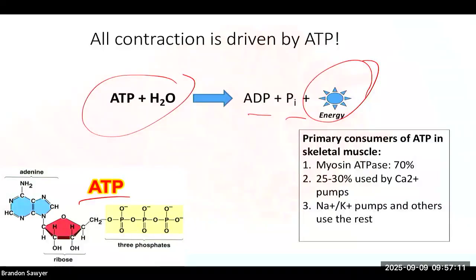The main things that use ATP in our skeletal muscle cells: number one, the thing we've been talking about, myosin ATPase. That's 70% of the ATP usage. Interestingly, another quarter to 30% is just moving calcium around. We talked about those SERCA pumps that pump calcium back into the sarcoplasmic reticulum. That's a huge part of this. The sodium potassium pump and some others make up the rest of the ATP usage in skeletal muscle.